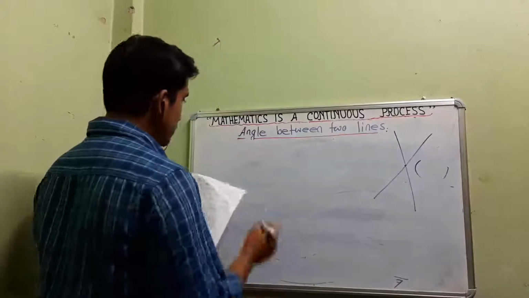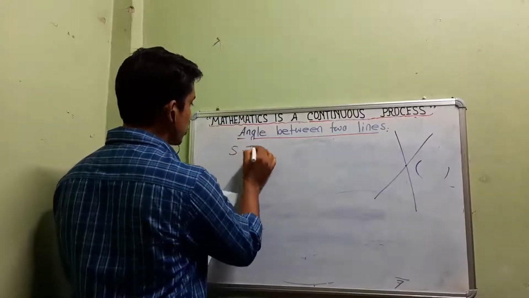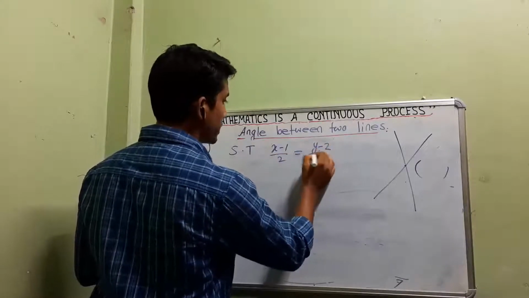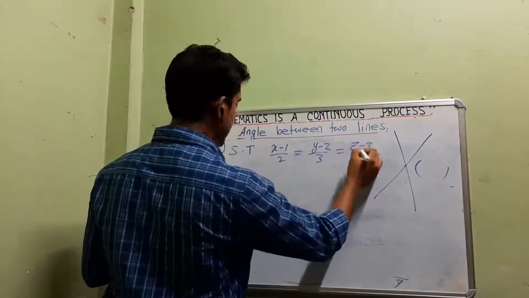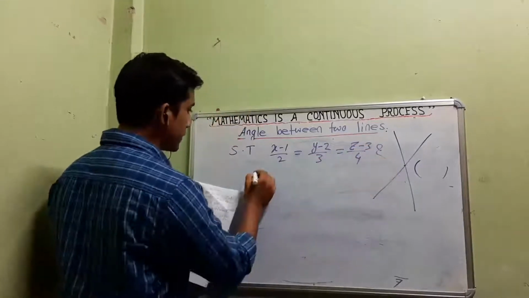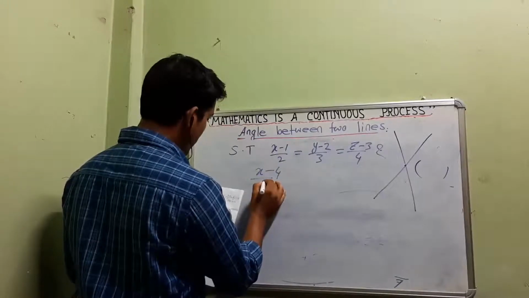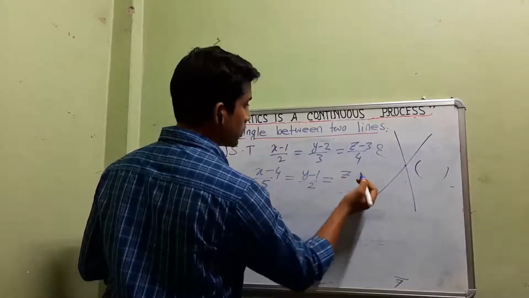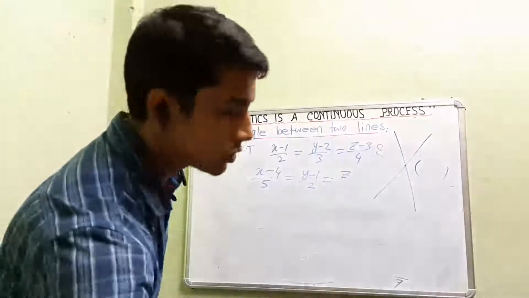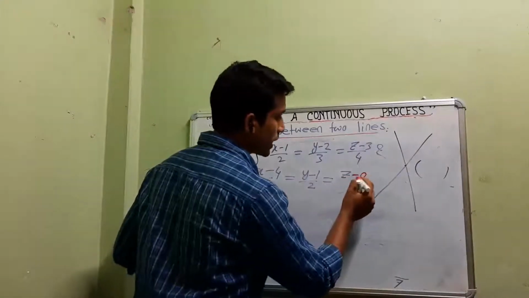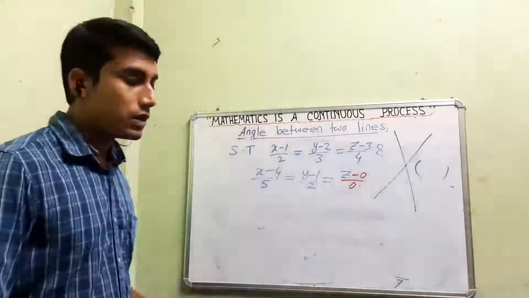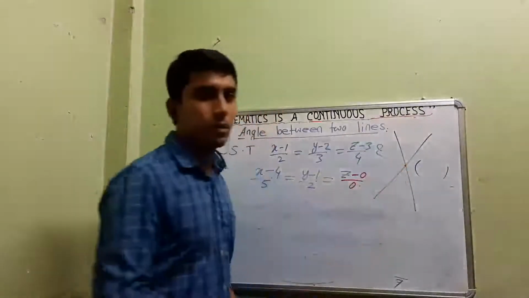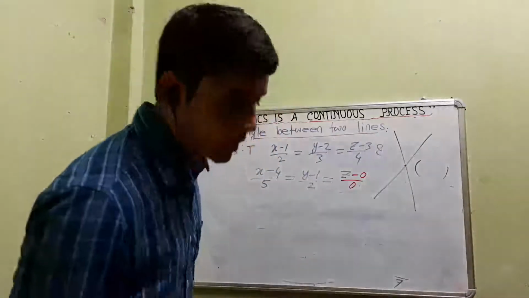Suppose the question is like this: show that the straight lines given by (x minus 1) by 2, (y minus 2) by 3 equal to (z minus 3) by 4, and another straight line given by (x minus 4) by 5 equal to (y minus 1) by 2 equal to z, are intersecting. They have given only z, so I can fill it as (z minus 0) by 0. Now what they have told is that we need to show that they are intersecting, that means they are meeting at some point. So how to show this, you see?